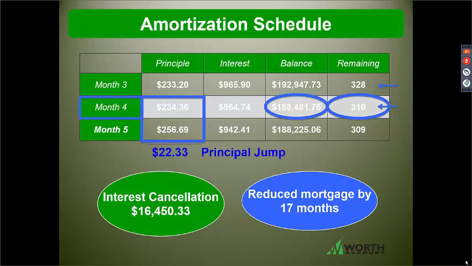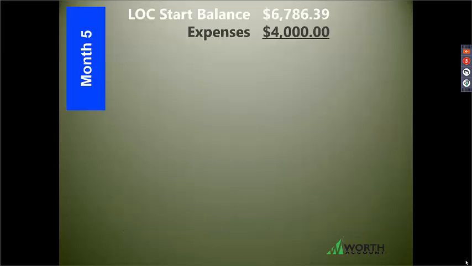Now, 17 months of payments of $1,200 roughly are gone. They can never come back. So we're at $45,000 in total interest cancellation and reduced our mortgage by 46 months.